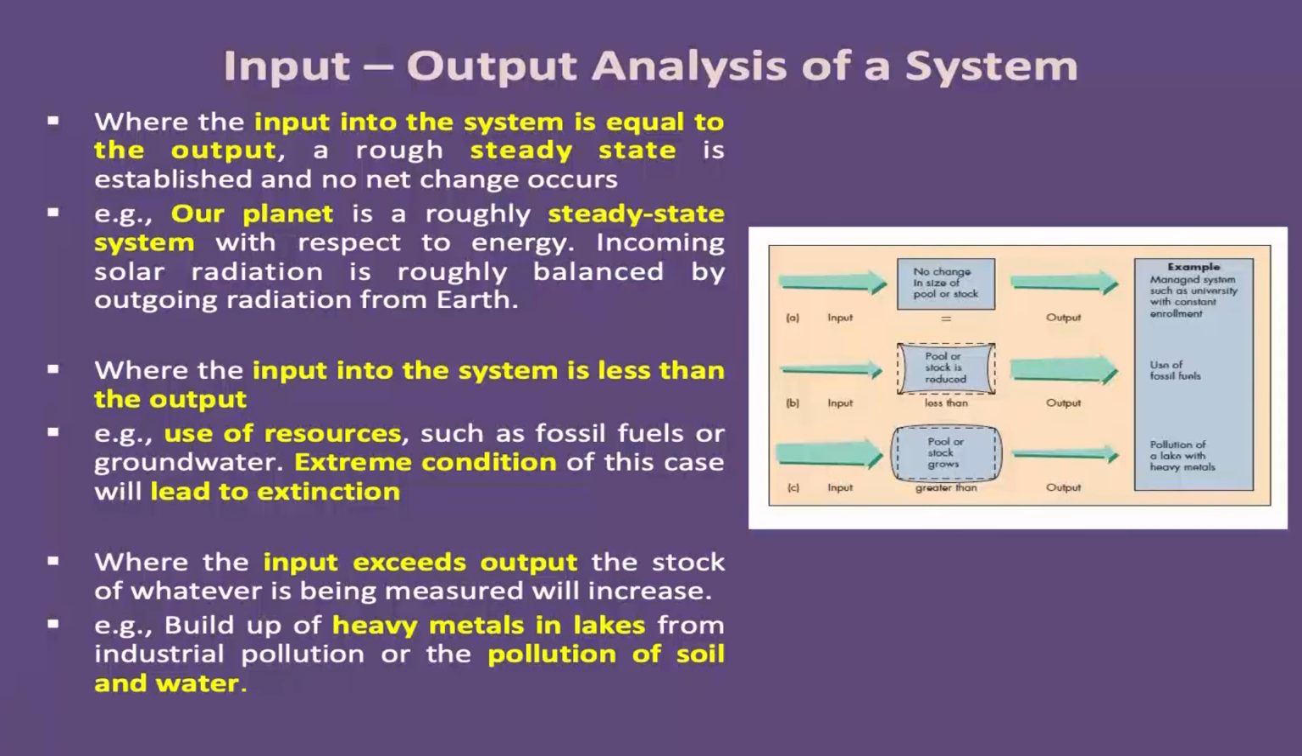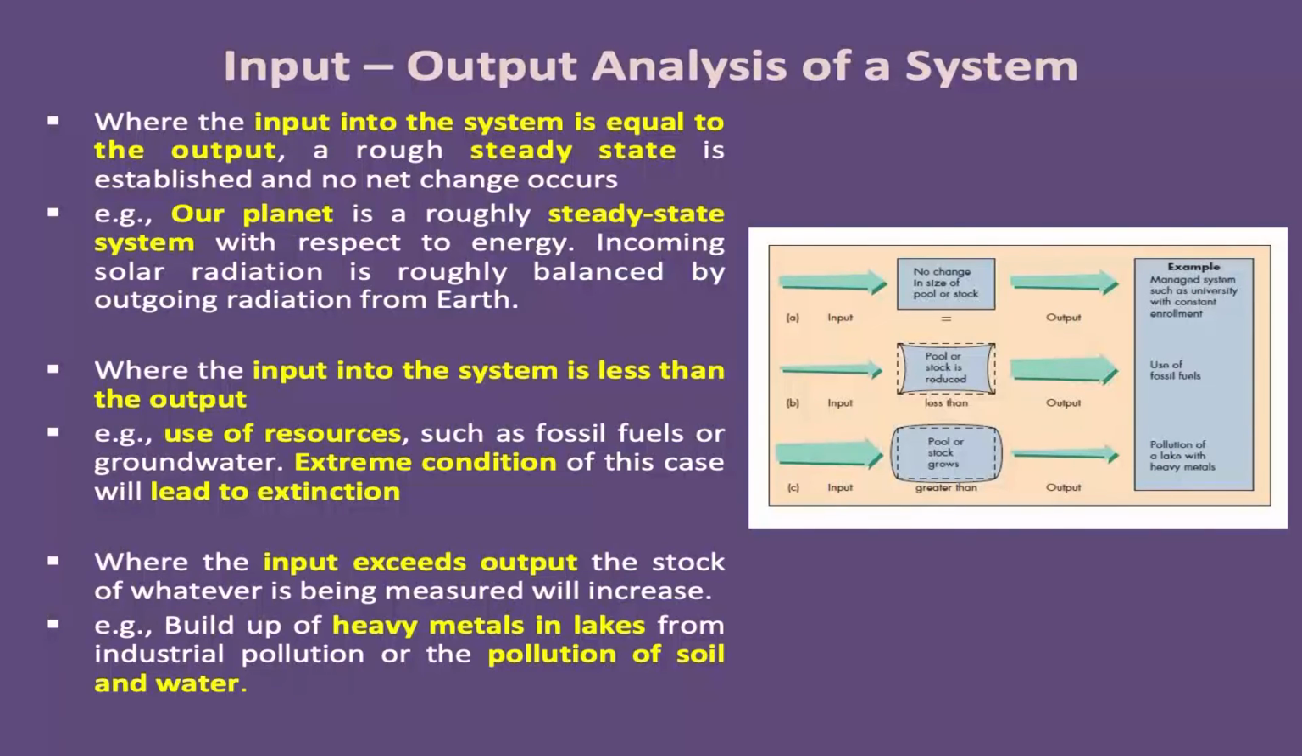So if you look at this example where the input into the system is equal to the output, that is the first one, this says it's in steady state. So our planet is roughly in steady state. With respect to energy, incoming solar radiation is roughly balanced by the outgoing radiation from the Earth. So our planet is almost in the steady state.